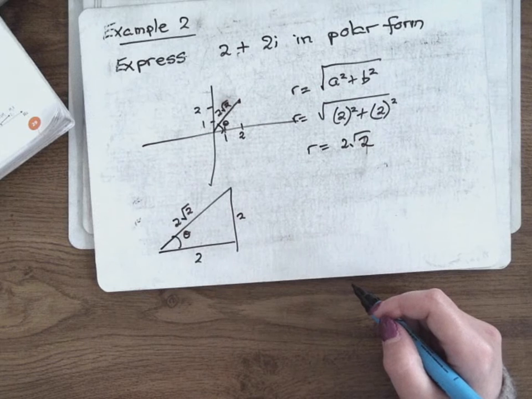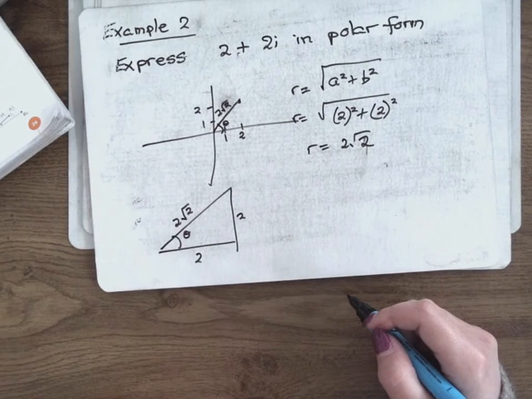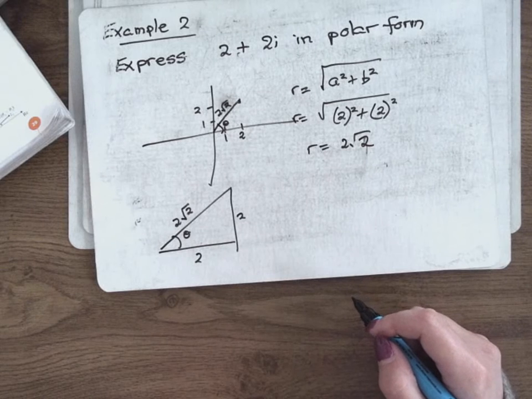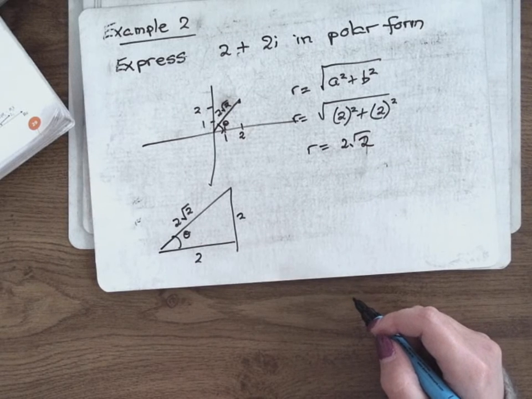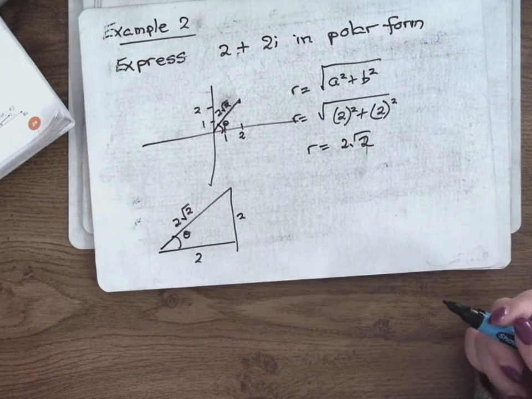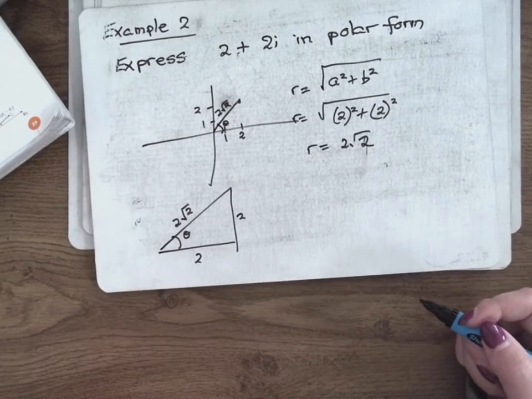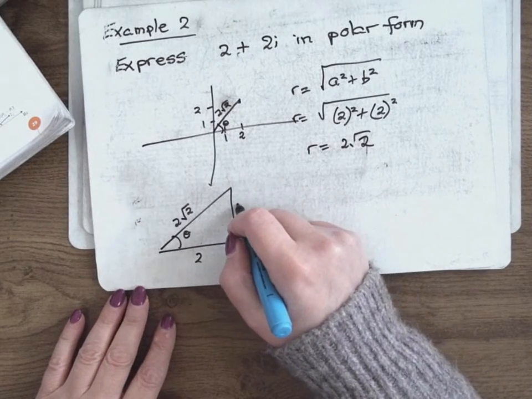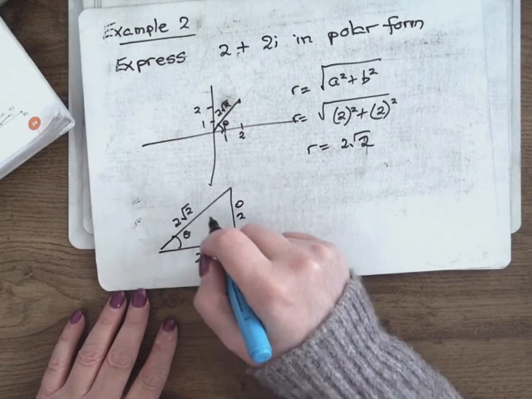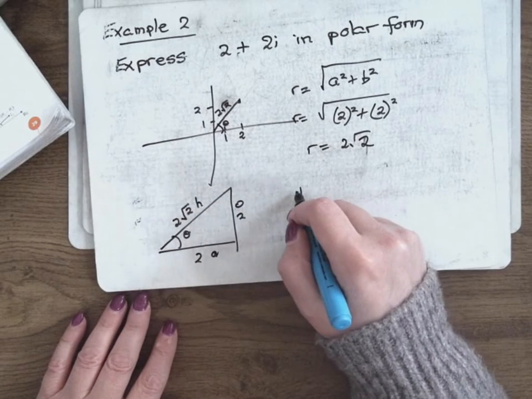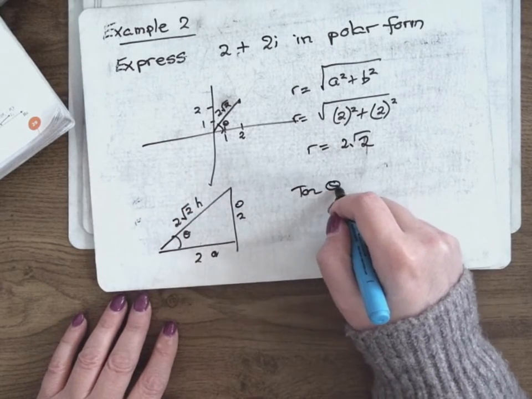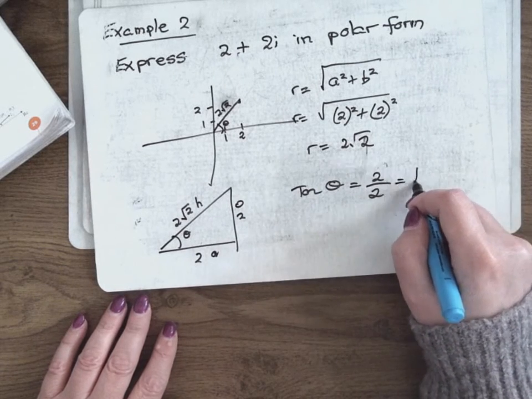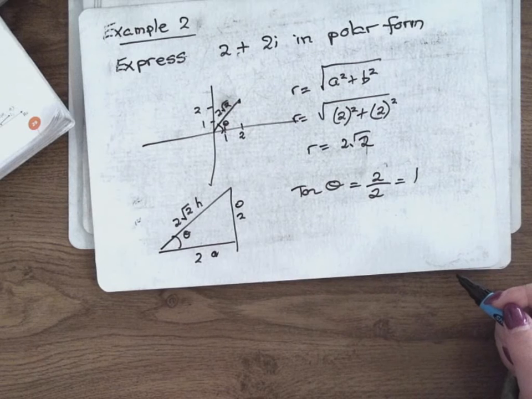So I need to know the size of that angle. So I can use sine, cos, or tan. Doesn't matter which one I use. Why? Because I have the measures of all the sides. So I'm going to use tan. So this is the opposite, this is the adjacent, this is the hypotenuse. So tan of theta is equal to opposite over adjacent, which is 2 over 2, which is 1. So how will I find out what theta is? Tan of theta is 1.